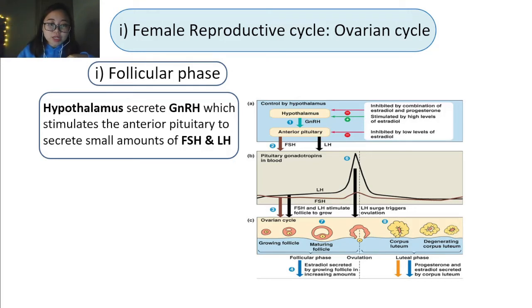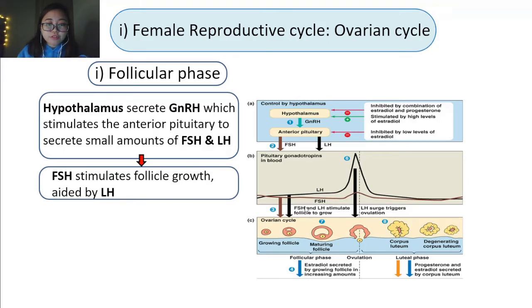LH. So as you can see here, di bahagian A, dia ada cakap hypothalamus keluarkan GnRH. Itu akan menyebabkan anterior pituitary gland untuk menghasilkan FSH yang arrow coklat dan LH yang arrow hitam. Okey, bila anterior pituitary keluarkan dua hormon ini, LH dan FSH akan perlahan-lahan naik.